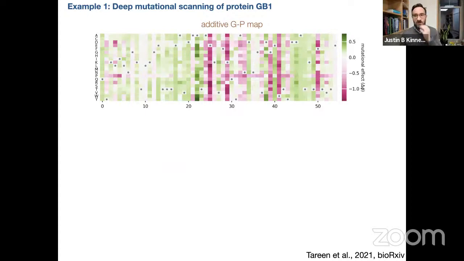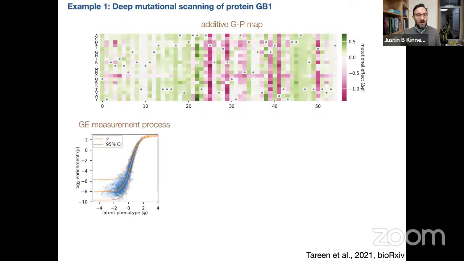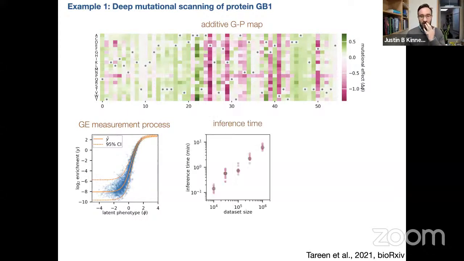By fitting a model to these data using Maven, we can get an additive GP map that describes the mapping between GB1 sequence and the latent phenotype. We also get a measurement process for this experiment. And as you can see, the log enrichment is a highly nonlinear function of this inferred additive GP map. And moreover, the noise in the experiment is very heteroscedastic, and it's also asymmetric. But Maven's GE measurement process is flexible enough to handle that.